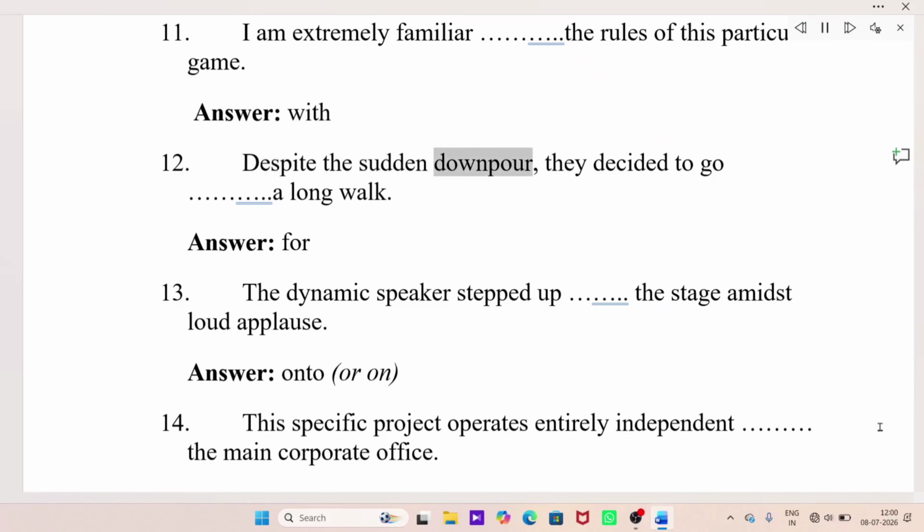Despite the sudden downpour, they decided to go ___ a long walk. Answer: for. The dynamic speaker stepped up ___ the stage amidst loud applause. Answer: onto or on. This specific project operates entirely independent ___ the main corporate office.